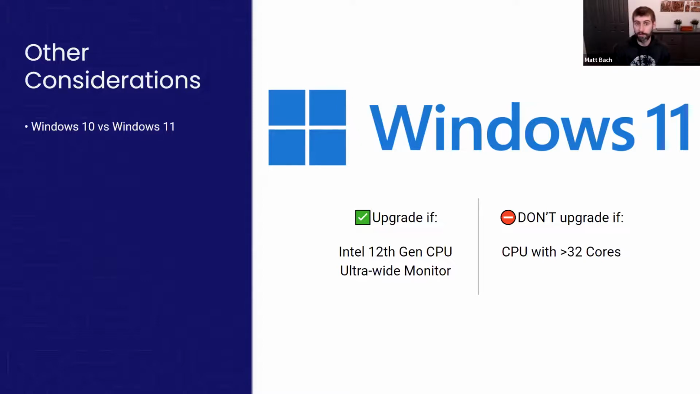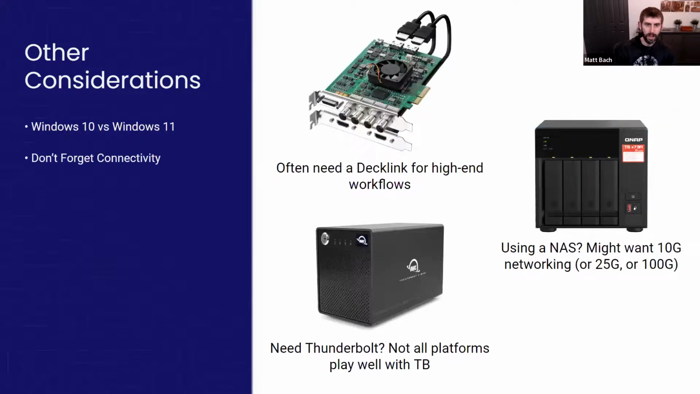But especially don't upgrade if you have a CPU with more than 32 cores. That seems to be where we see the biggest performance issues. So if you have like a 64 core Threadripper Pro or something, I'd probably stay on Windows 10 for right now. A few other things.